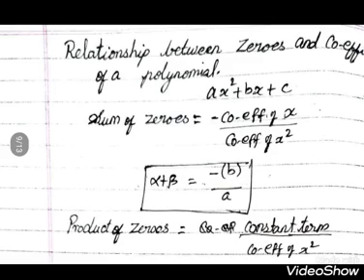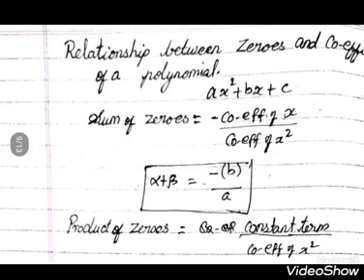Now we have to see the relationship between zeros and coefficients of a polynomial. So what is meant by zeros? Take it as the sum of zeros and the product of zeros. You know that alpha and beta are the zeros of the polynomial. You can add alpha plus beta, that is the sum of zeros, and alpha beta is the product of zeros.